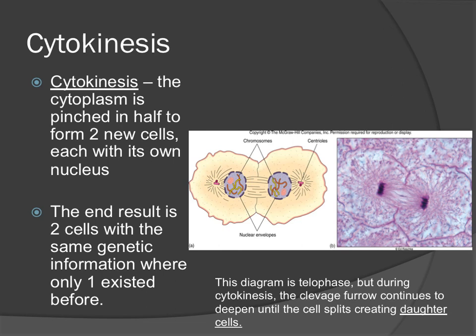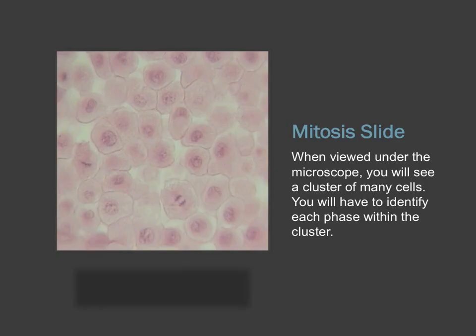Now, this picture to the right is still telophase. That's not cytokinesis, but cytokinesis would look like two complete cells, not attached at all, right next to each other. So the end result, of course, is two cells with the same genetic information where only one existed before. And these are just some microscopic views that we would see if we were in the lab looking at the microscope.